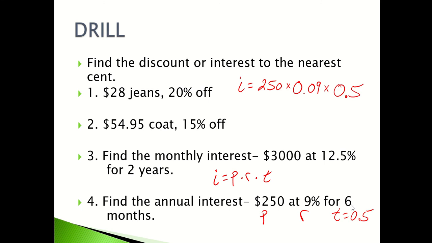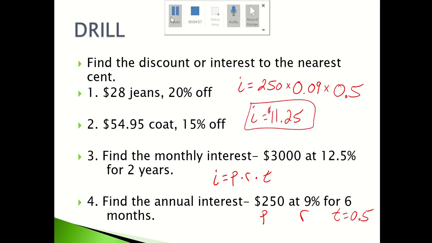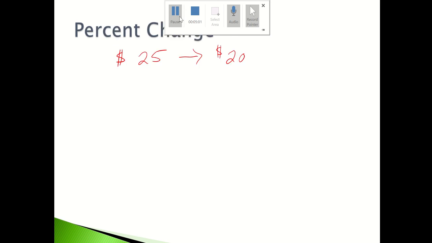6 over 12 is 0.5 or 1/2. We multiply all that together, and when we do, we get $11.25 interest earned. Before we talk about percent change, let's talk about what it means to increase or decrease.